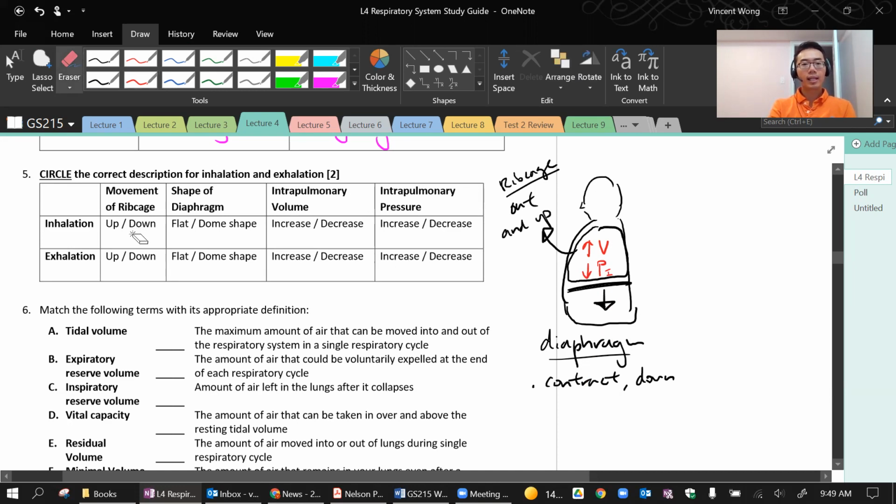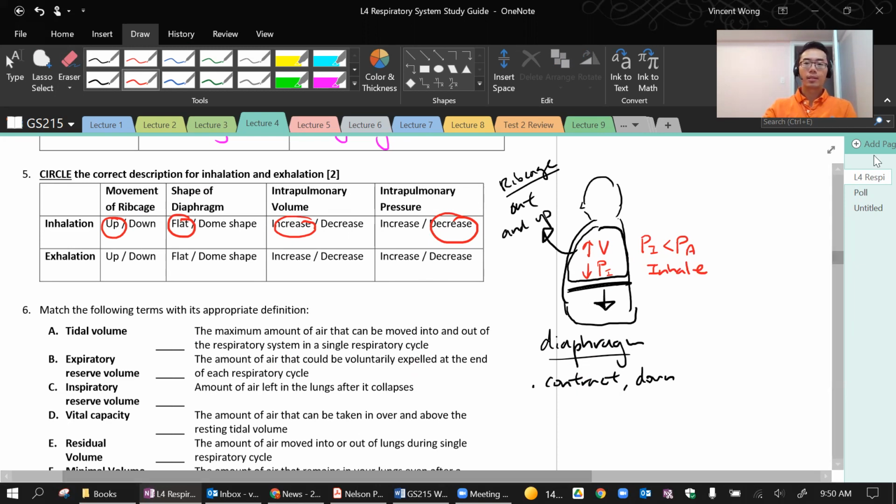Right? So for breathing in, you will move the rib cage up. You will flatten the diaphragm. And these actions collectively will increase the lung volume. By increasing the volume, you will drop the lung pressure. So when PI is less than PA, you inhale.